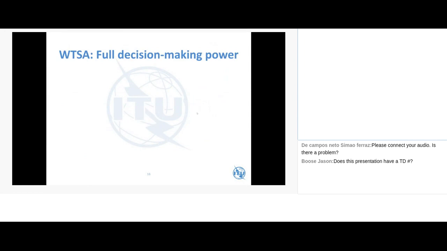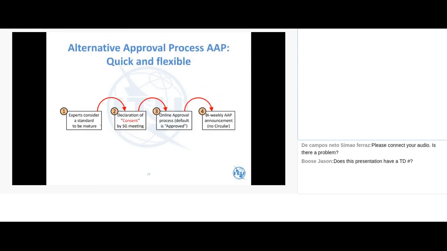WTSA, although it's higher level, Zhong Lao, please go ahead. Okay, thank you, Clark. Thank you very much for giving us this very nice presentation. And as the study group chair, I also encourage people to come as soon as they can, as much as they can. So it's very important.